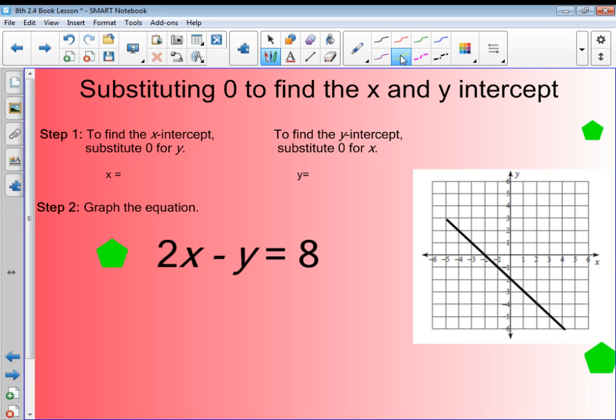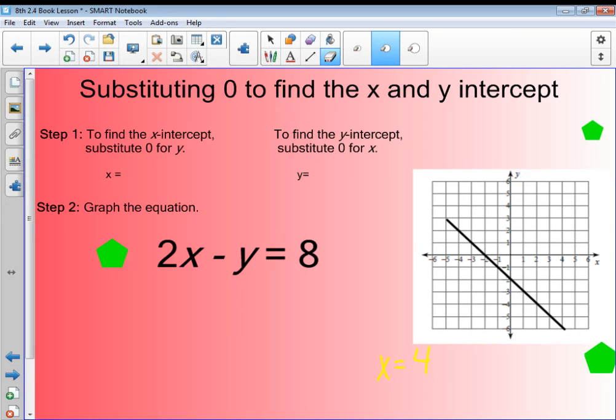Okay, so if I start by solving for x and I substitute in a 0 where y is, I now have 2x minus 0, which is still 2x, equals 8. So divide by 2, divide by 2. I just found out that my x-intercept equals 8 divided by 2, which is 4. Okay, so now I'm going to do the same process for my y.